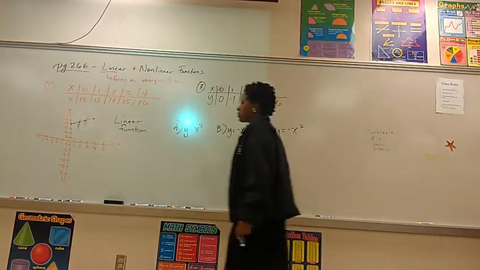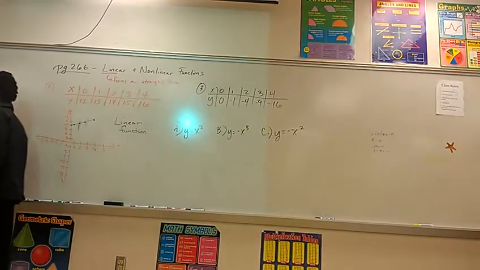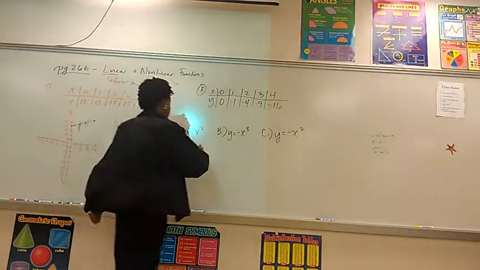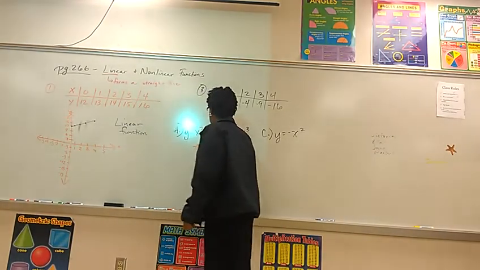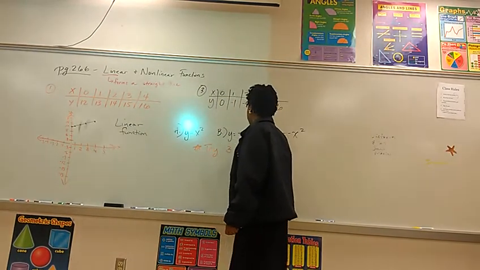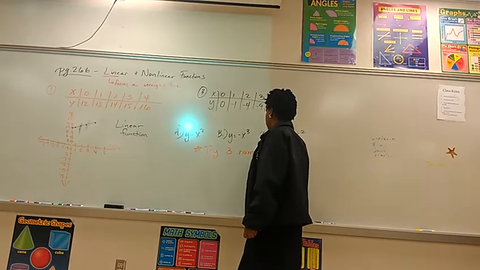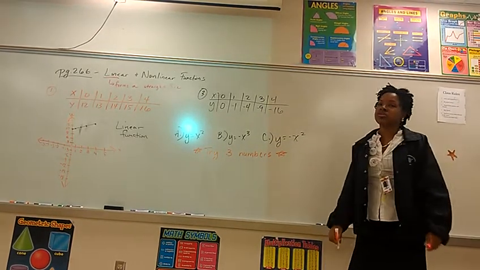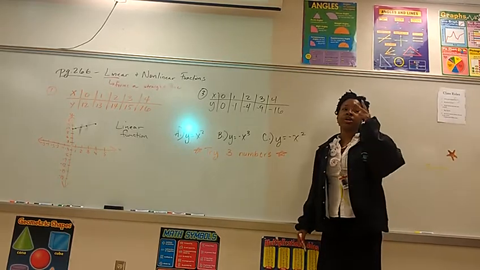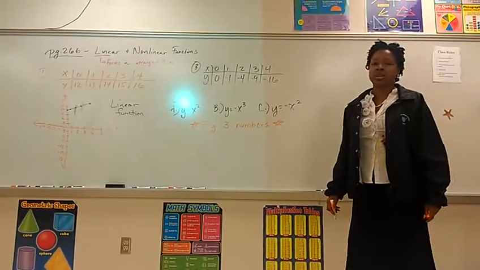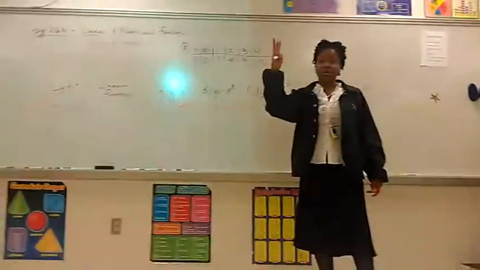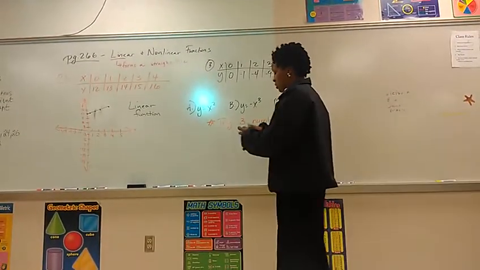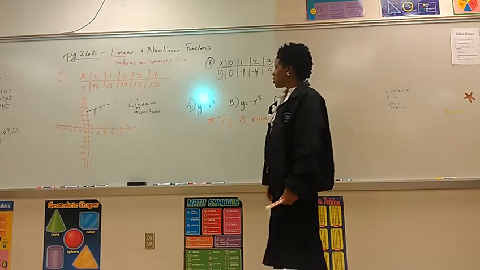All you do, you try 3 numbers. Try 3 numbers. If you try 1 and it works, that doesn't mean it's the answer. If you try 2 and it works, doesn't mean it's the answer. But if you try 3 and it works, it's the answer. So we'll do this mentally, so you don't have to do so much writing.